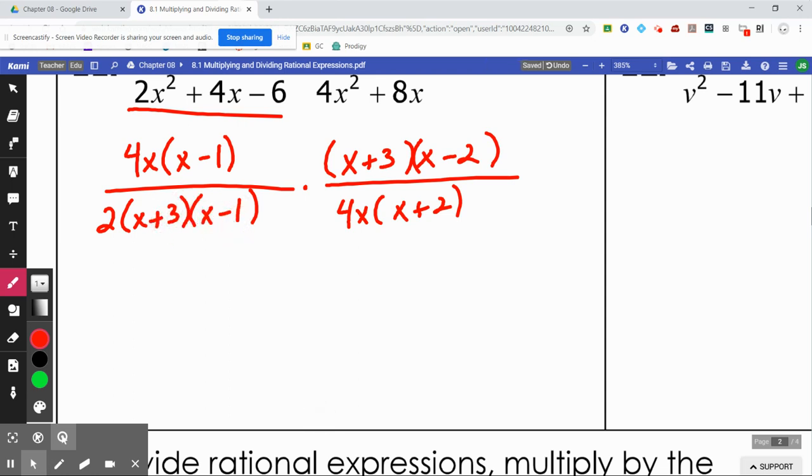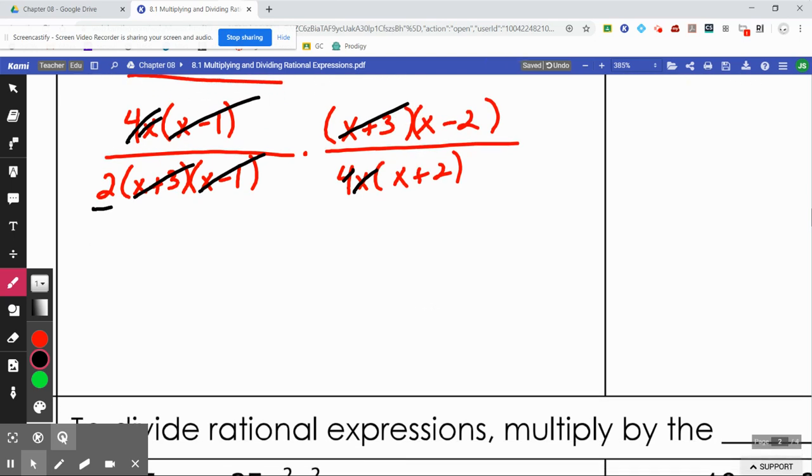Now everything's factored, and you do the same thing. You can deal with your monomials first. The 4x here, the 4 and the x both completely cancel each other out. The 2 cancels with nothing. 4x's are gone. So now let's move on to our binomials. X minus 1's top and bottom cancel. X plus 3's top and bottom cancel.